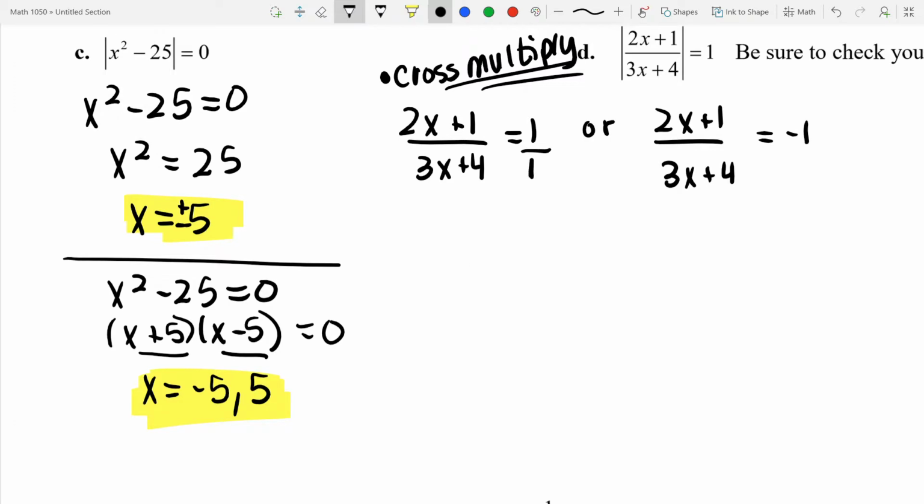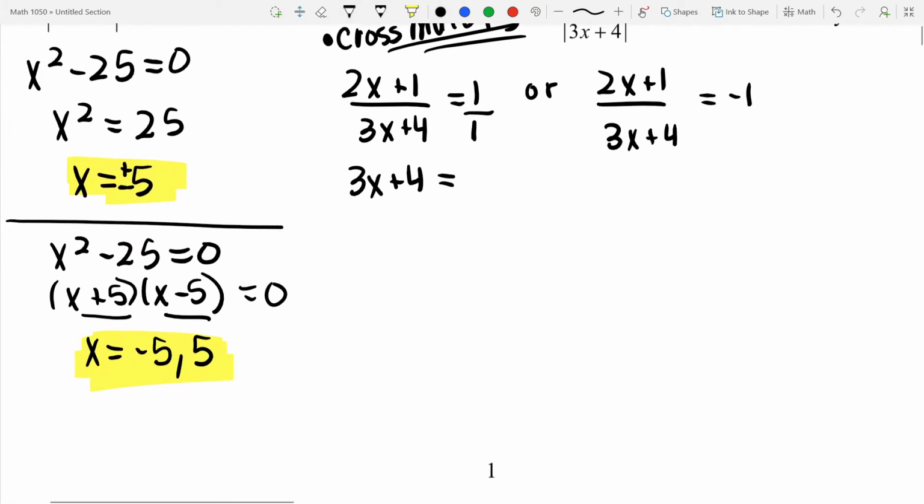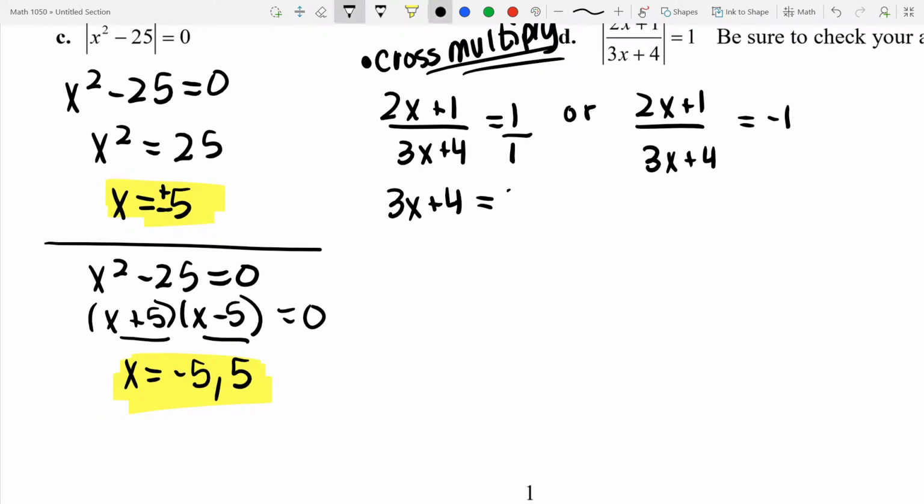You don't always have to put a 1. I'm just trying to show you. Then you look across. What's across from the 3x plus 4? A 1. So 1 times 3x plus 4 is 3x plus 4. Cross multiply the other way. 2x plus 1 times 1 is 2x plus 1, like that. Should I move my 4 to my 1 right now, or should I get my x's together first? Somebody tell me. X's. Yeah, you can get in trouble if you don't do that.